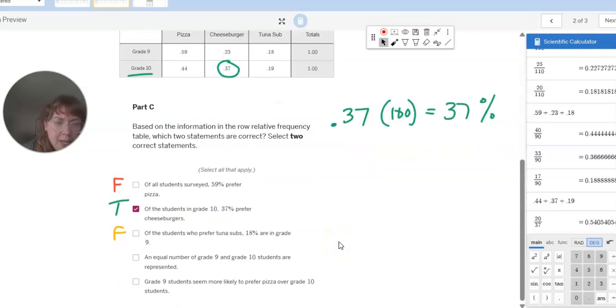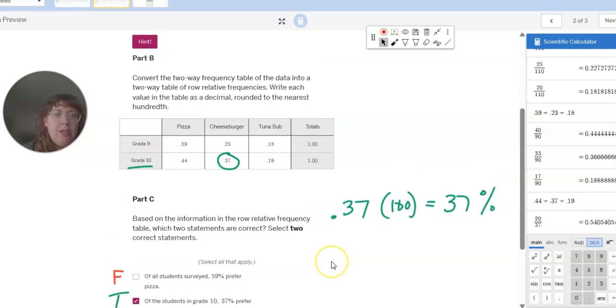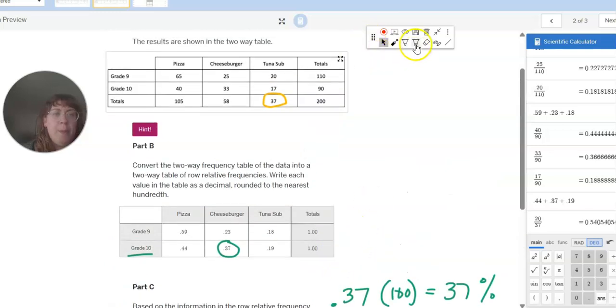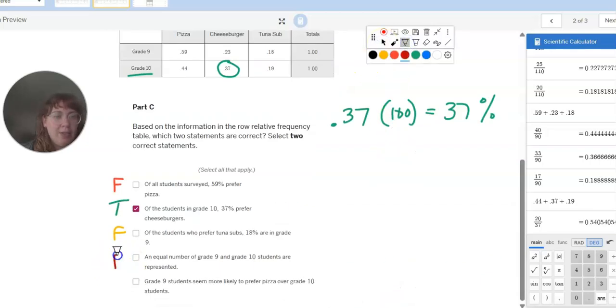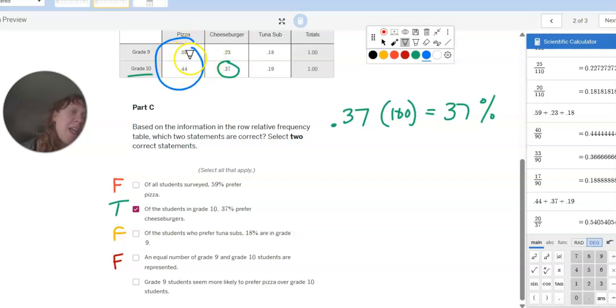An equal number of grade 9 and grade 10 students are represented. We have 110 in grade 9 and 90 in grade 10. Those are not equal. They're different values, so that is false. And last one, grade 9 students seem more likely to prefer pizza over grade 10. So when we're looking at pizza here, yeah, 59% prefer pizza in grade 9 versus 44% in grade 10. So that last one is true. So you want to select those two options.